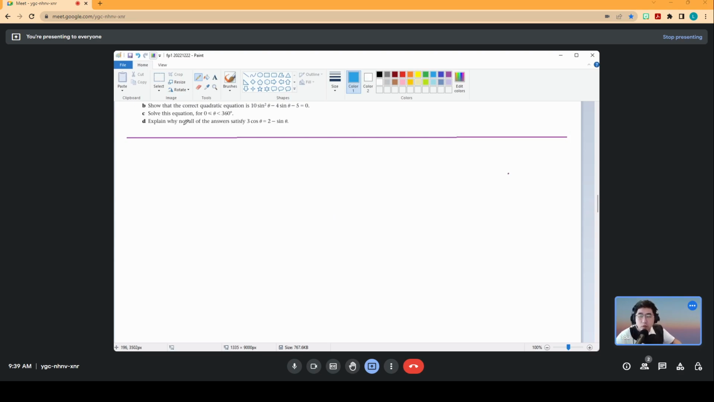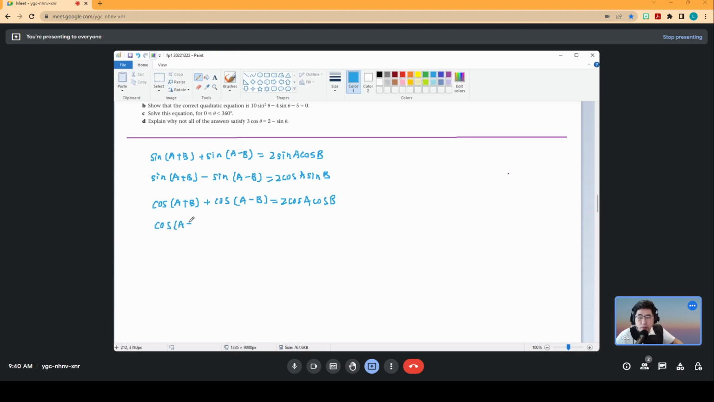So from the formula, it says that sine A plus B plus sine A minus B equals 2 sine A cos B. Sine of A plus B minus sine of A minus B equals 2 cos A sine B. And you have cos of A plus B plus cos of A minus B equals 2 cos A cos B, and cos of A plus B minus cos of A minus B equals negative 2 sine A sine B.